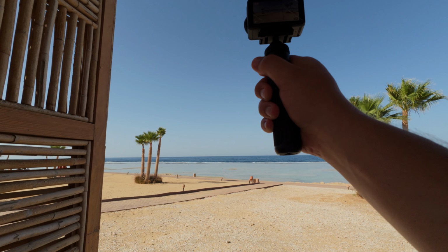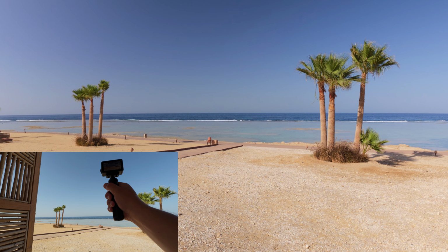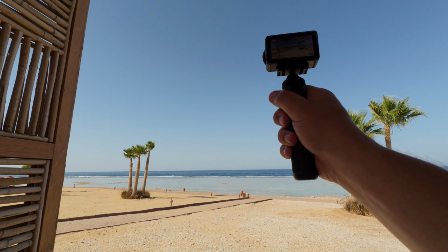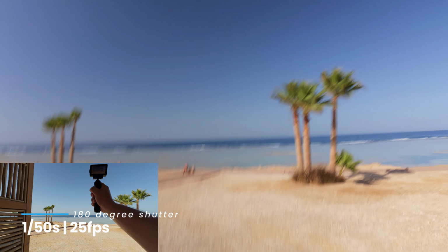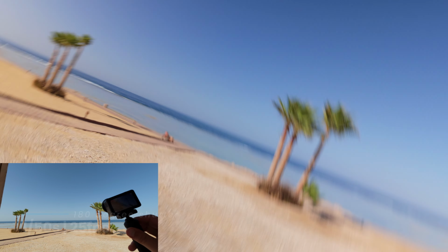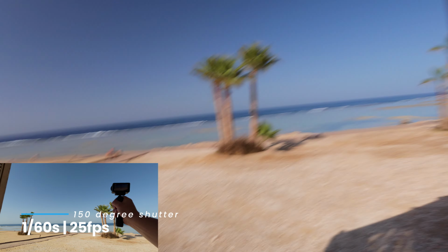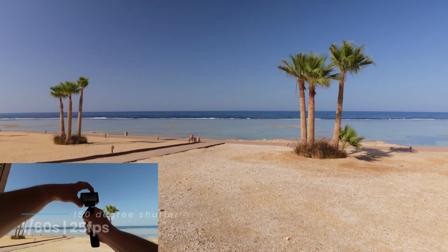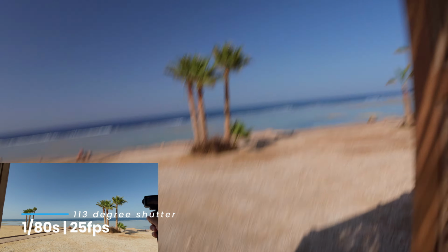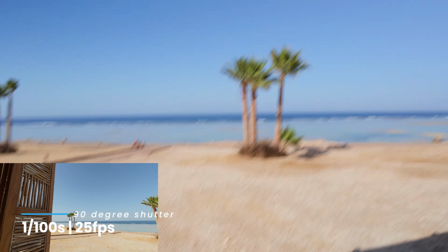Okay, and here we also have a shake test for the 180-degree rule, so 25 frames per second and 1/50th of a second. In this case, I did it with the ND32. Okay, same test with 1/60th of a second. And the same goes for 1/80th of a second. Or 1/100th of a second.